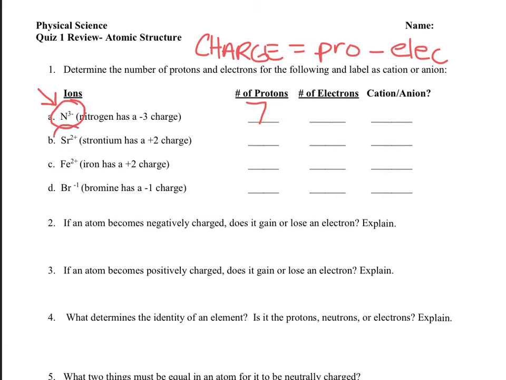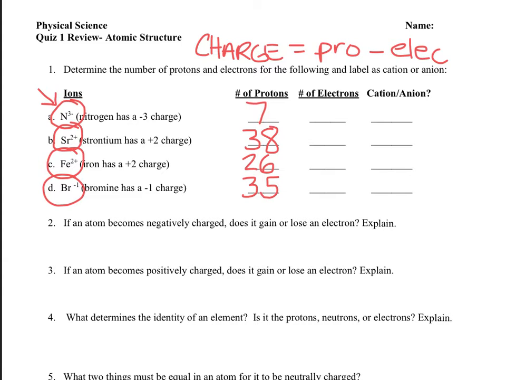Let's actually go down the list here. Strontium, if you look on the periodic table, is going to be element 38. Notice, even though there is a charge on these guys, like iron has a 2+ charge, for protons that doesn't matter. It's only the number on the periodic table. So iron is element 26. And if I look at bromine on the periodic table, its atomic number is 35. Now that I have that, I can start to figure out my electrons.